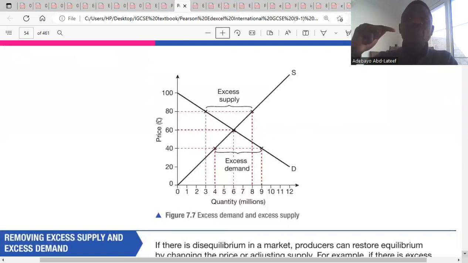So whenever prices fall, or whenever prices are set below the equilibrium price, at that point in time, the quantity demanded will rise. The rate at which the quantity demanded will increase will be higher than the quantity supplied, because at that point in time, consumers will want to maximize the quantity they buy and their satisfaction. Are you with me, please?